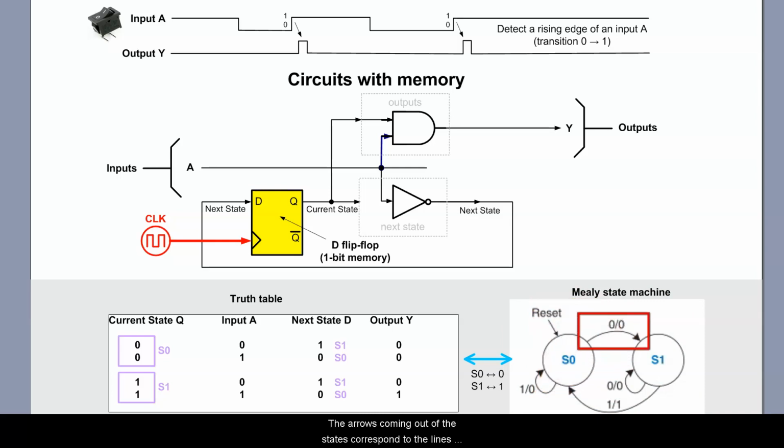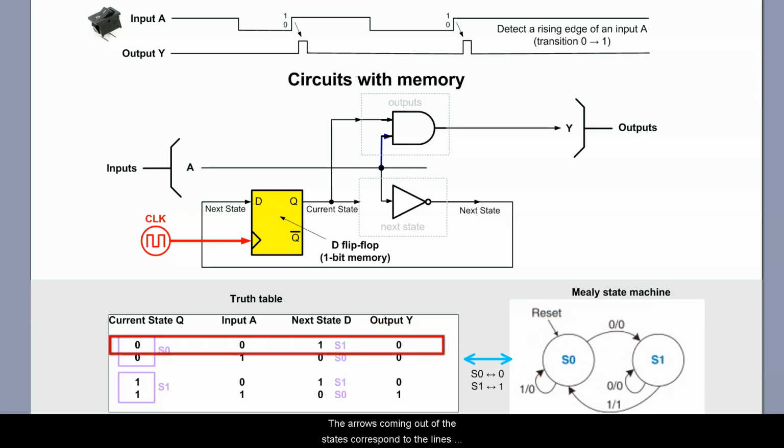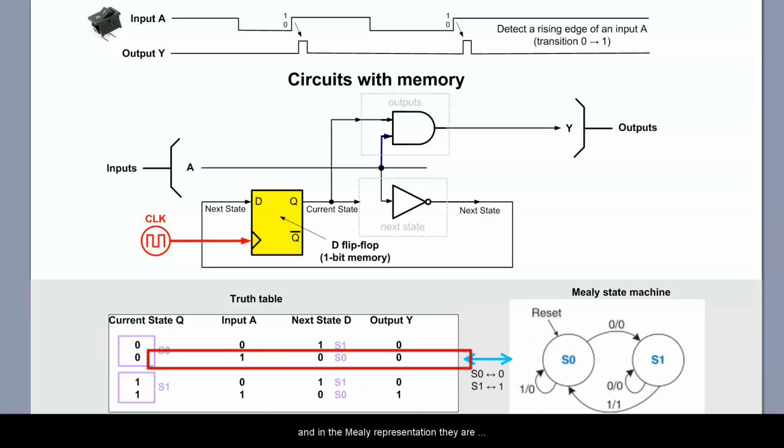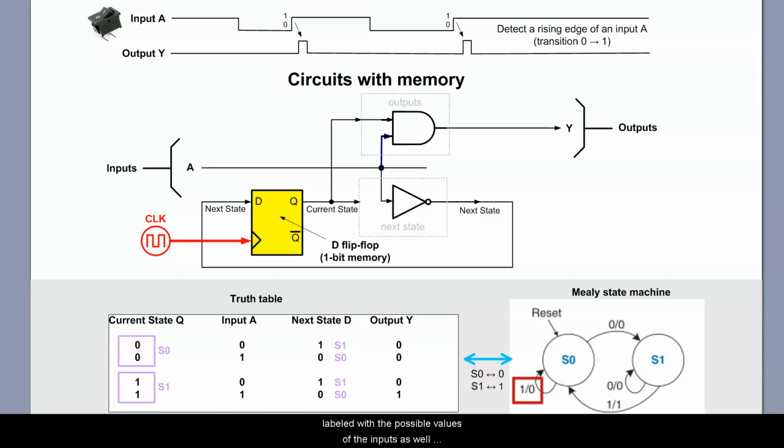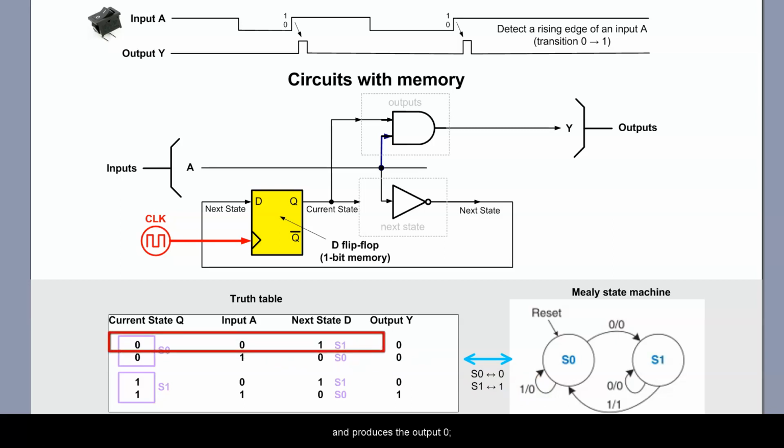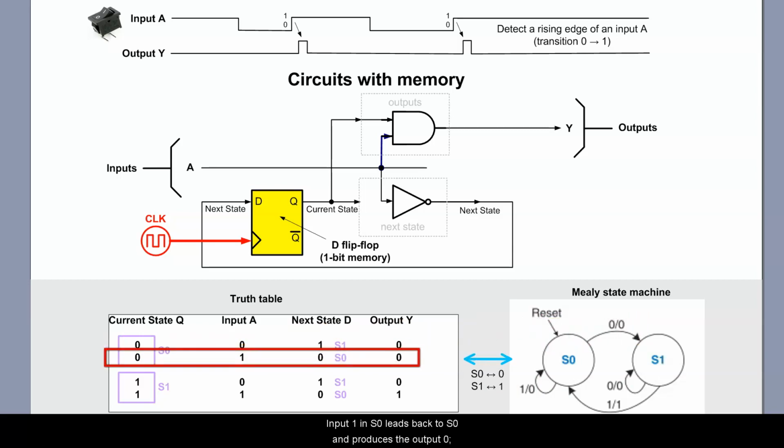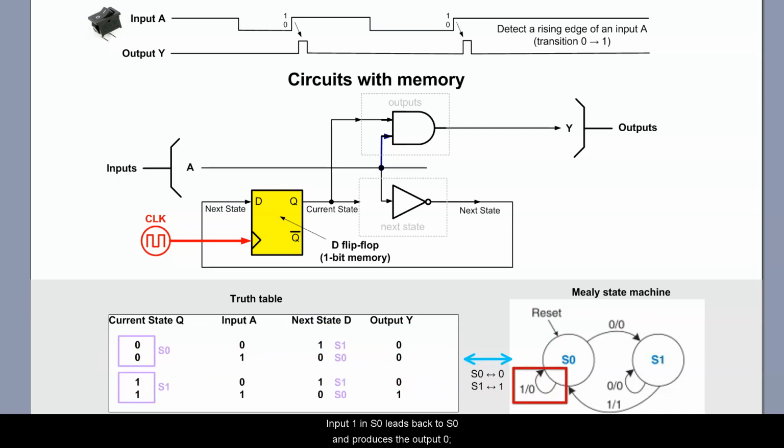The arrows coming out of the states correspond to the lines in the truth table, and in the Mealy representation, they are labeled with the possible values of the inputs as well as the outputs produced in each case. For example, the input 0 in S0 leads to S1 and produces the output 0. Input 1 in S0 leads back to S0 and produces the output 0.